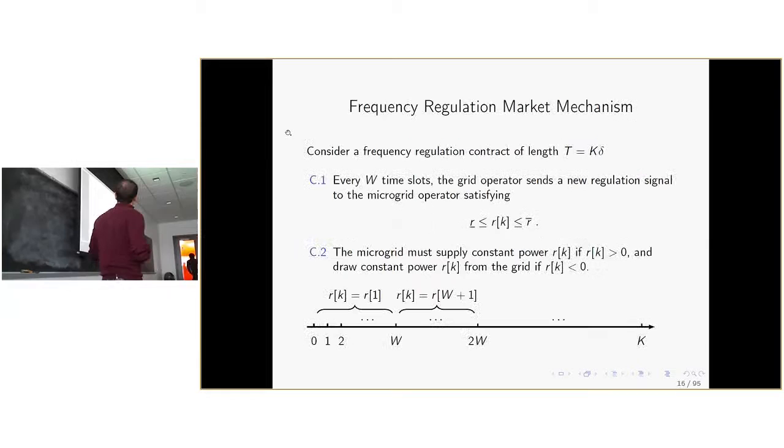So what do I mean by regulation? Let's consider a contract of duration capital T, slotted in time slots of size delta. So we have K time slots in the contract, and we receive K signals from the system operator. Here we assume that every time slot, the system operator sends a new regulation signal that is between the bounds computed in advance, basically the maximum downward and upward regulation services that we promised to provide. The microgrid operator is going to withdraw some power from the grid or supply some power to the grid. Any questions or comments?